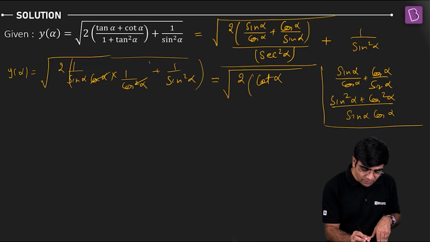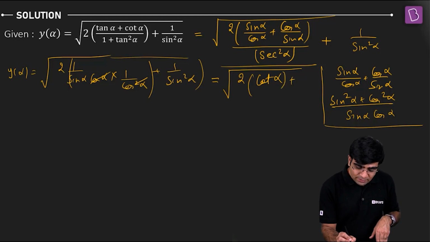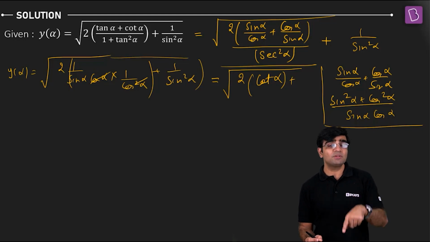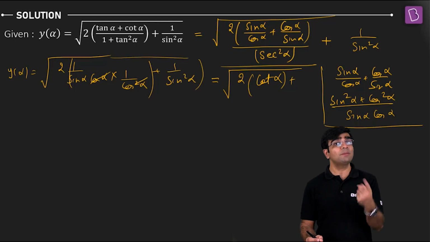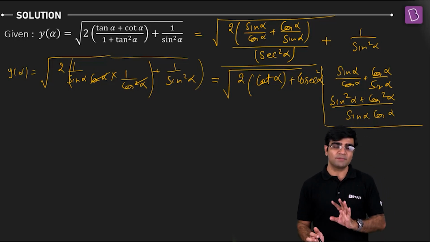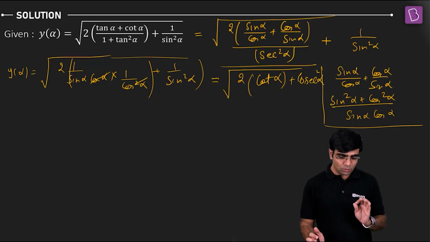Right, this is what we have here, and plus 1 upon sine square alpha. Now I have cot alpha and then I have 1 upon sine square alpha. I know that cot alpha and cosec alpha have a relation, so intentionally I'll be changing 1 upon sine square alpha as cosec square alpha. So what do I have here? I have under root of 2 cot alpha plus cosec square alpha.